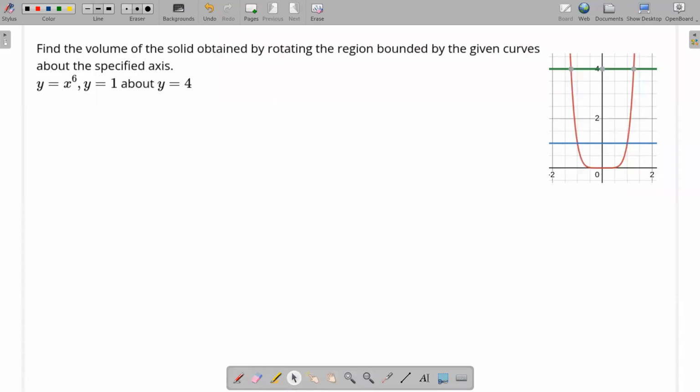So we want to find the volume of the solid obtained by rotating the region bounded by the given curves about the specified axis. The curves we have are y equals x to the 6, which I have over here in red, and y equals 1, the blue one, and I want to rotate the region they bound about y equals 4.